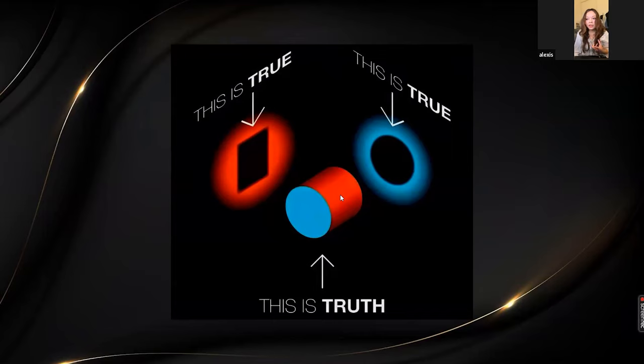But it's only if they have the awareness that it is not limited to what it is based on the two-dimensional shadows. So they will only get a sense that it is neither just a circle or a square if they broaden their perspectives and open up to the possibility that it could be something else. Okay.